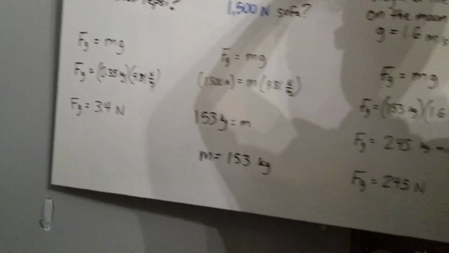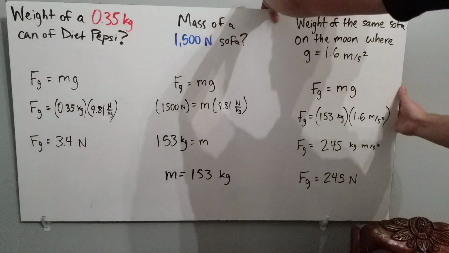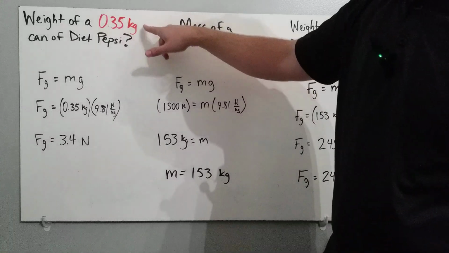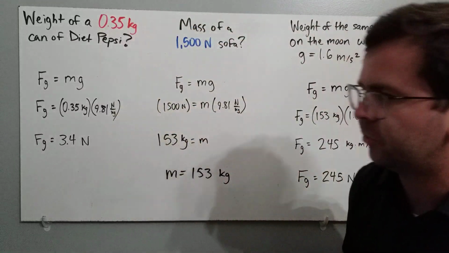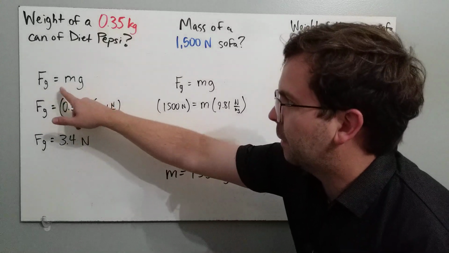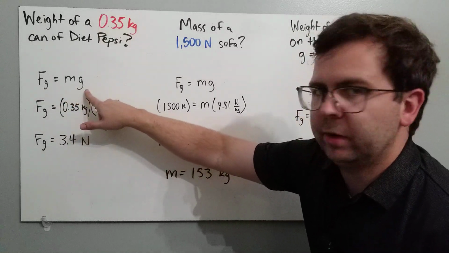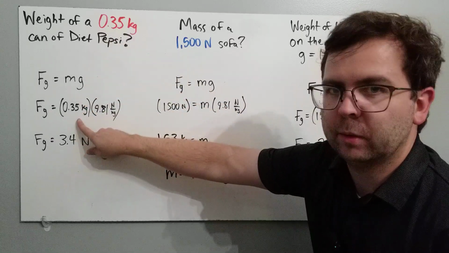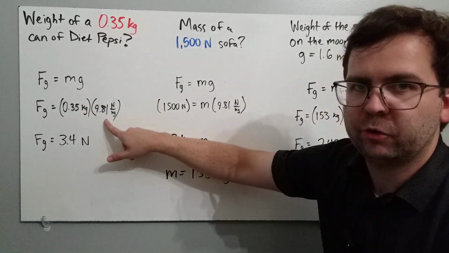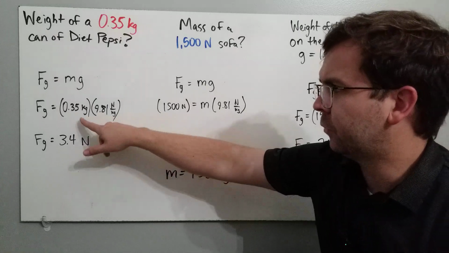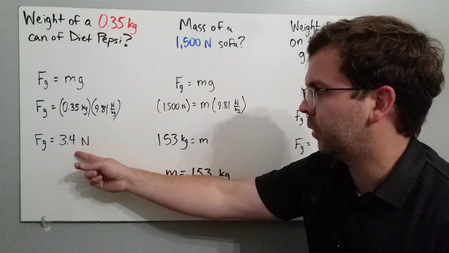Let's start with the weight of a can of Diet Pepsi. So let's say we have a 0.35 kilogram can of Diet Pepsi. What is its weight? So the weight, again, is mass times the acceleration due to gravity. So the mass, we substitute in 0.35 kilograms. Acceleration due to gravity is 9.81 newtons per kilogram. Multiply those two together, and we get 3.4.